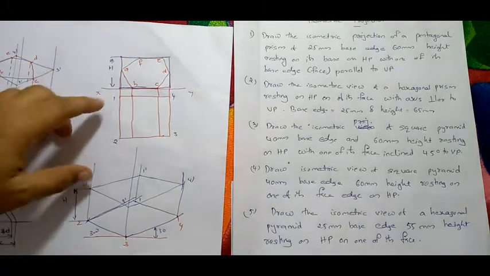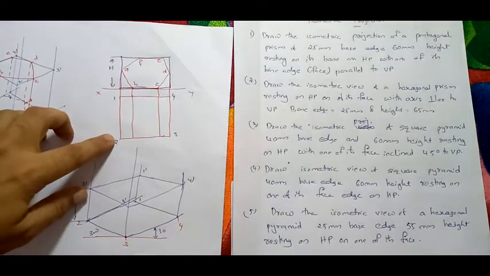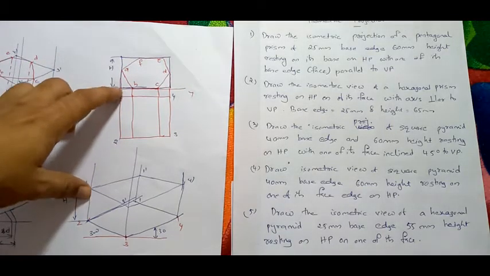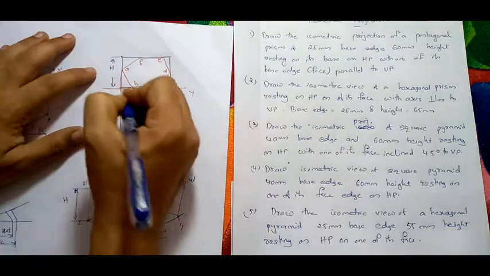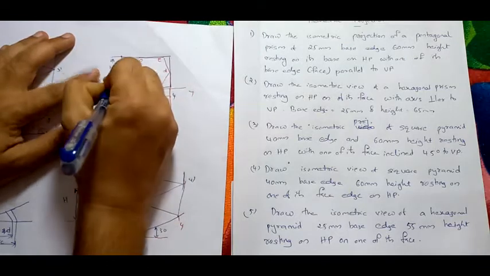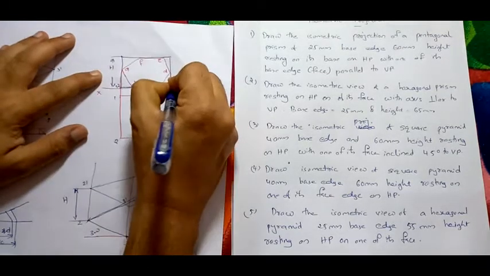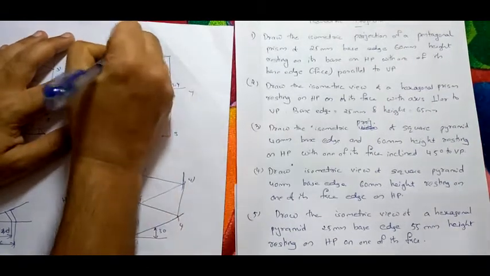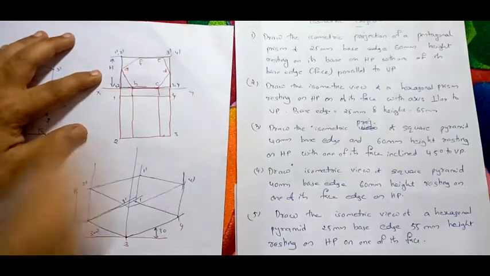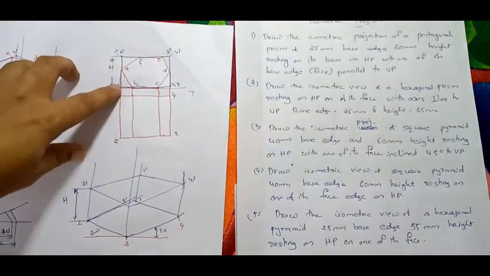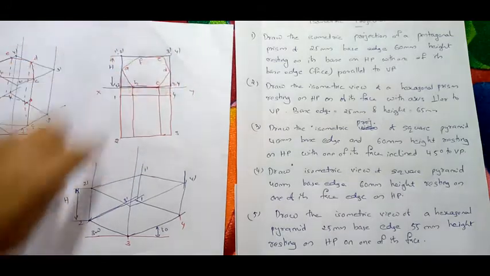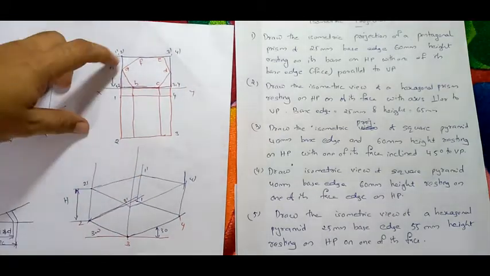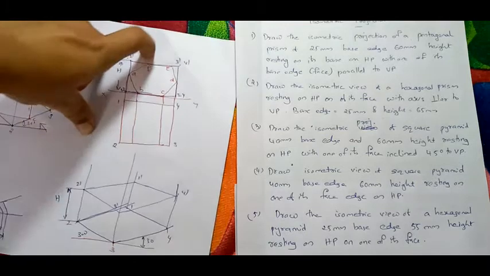So this is 1 2, right? So 1 2 will be here and 3 4 will be here. So this will be 1 comma 2, this will be 3 4, this will be 1 dash 2 dash and this will be 3 dash 4 dash. So bottom is 1 2 3 4, above is 1 dash 2 dash 3 dash 4 dash.